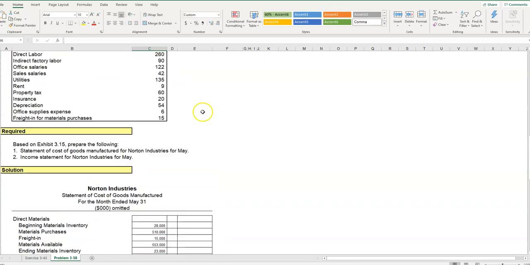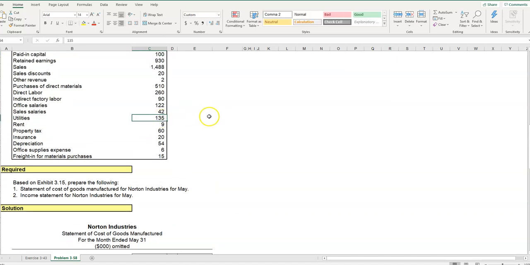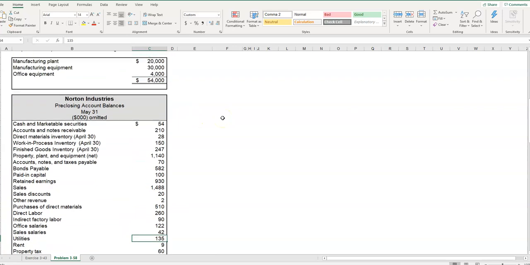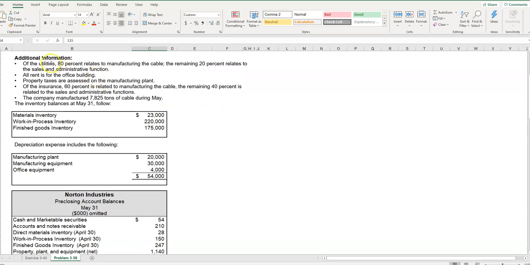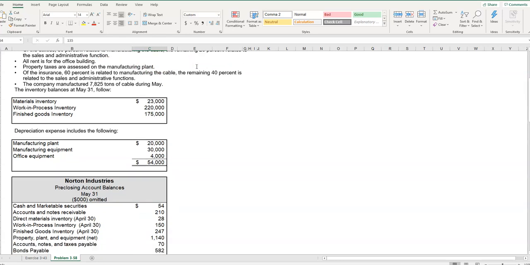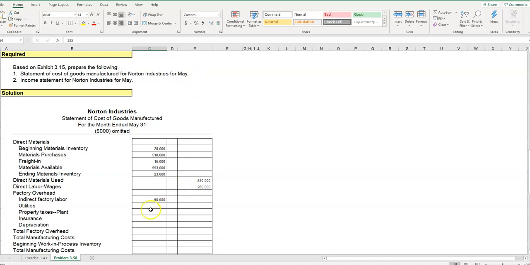The next amount we want is our utilities. We have utilities of $135,000. But what we see up here is that of the utilities, 80% relates to manufacturing the cable. The remaining 20% relates to the sales and administrative function. So 80% of that $135,000 is for overhead, and the remaining 20% goes to sales and administration. So we have 135,000 times 80%.